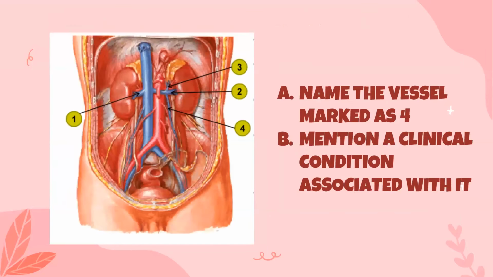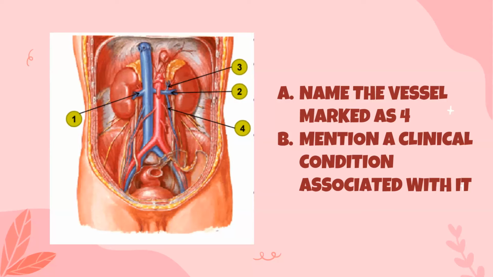Name the vessel marked as 4 and mention a clinical condition associated with it. Testicular, okay. Nutcracker syndrome. Good job. All right. You guys are absolutely wonderful. So you are absolutely correct. This is the left gonadal vein or the left testicular vein, as some of you might have called it.